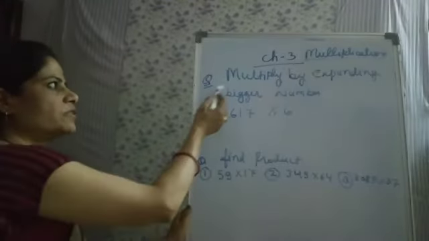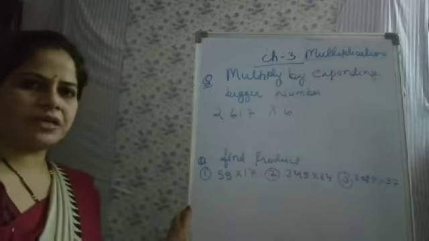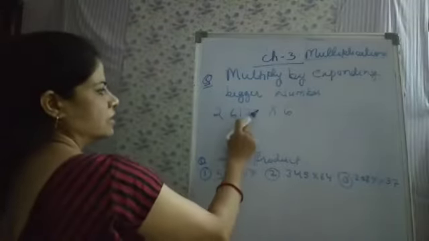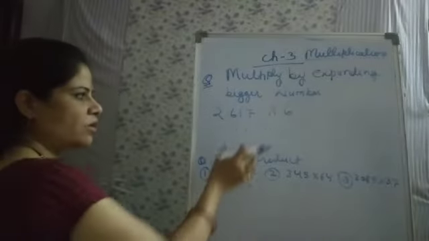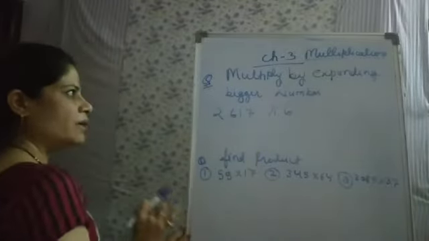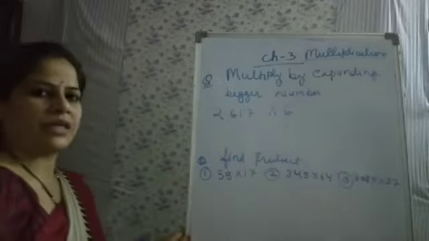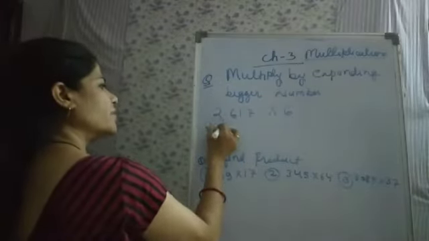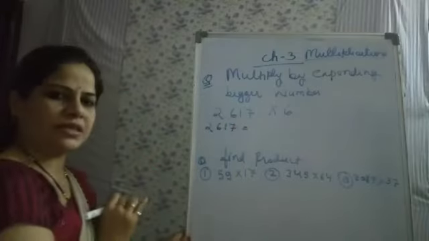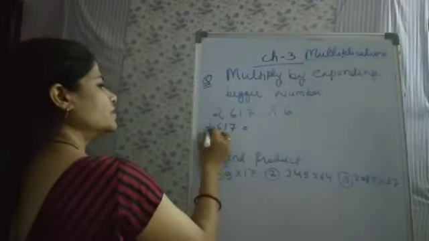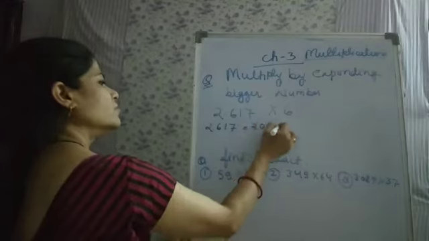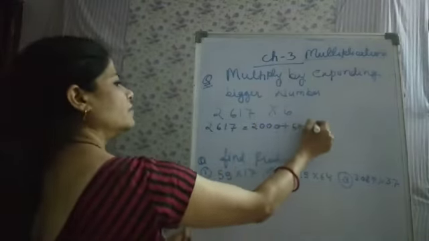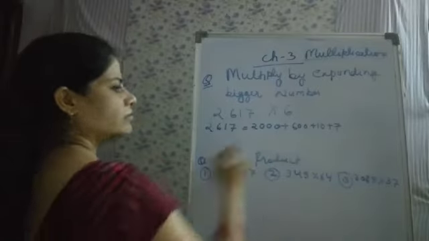Now next question of this chapter is multiply by expanding bigger number. We are having two numbers, 2617 and 6. You have to multiply both the numbers, but you have to expand the bigger number and then multiply. So here the bigger number is 2617. So first we will expand this number. How can we write this number? We can write this number as 2000 plus 600 plus 10 plus 7.